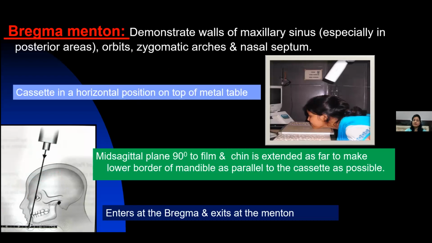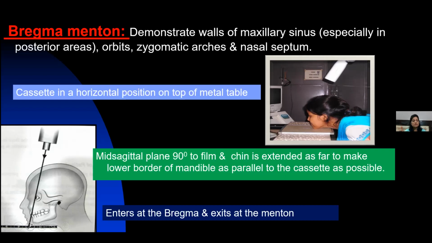Here the cassette placement is different. The cassette is placed below the chin in a horizontal position, and the lower border of the mandible of the patient is parallel to the cassette. So this is the bregma menton view. Sinus view only, right? If I want to see the maxillary sinus, I can go for bregma menton.